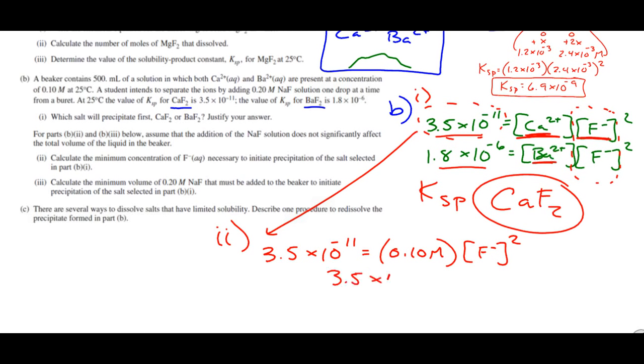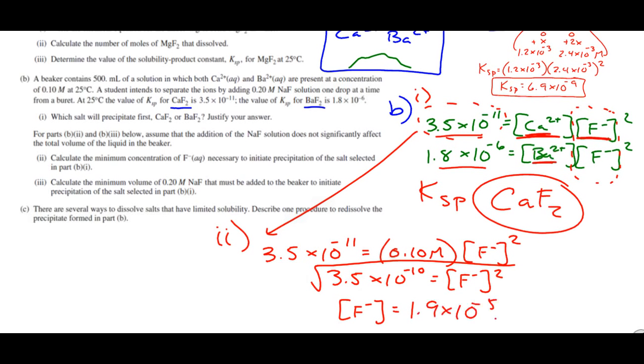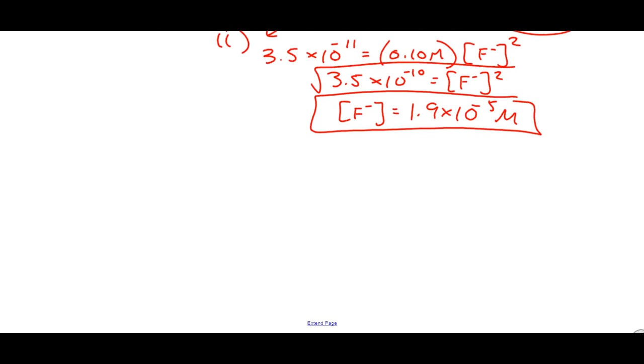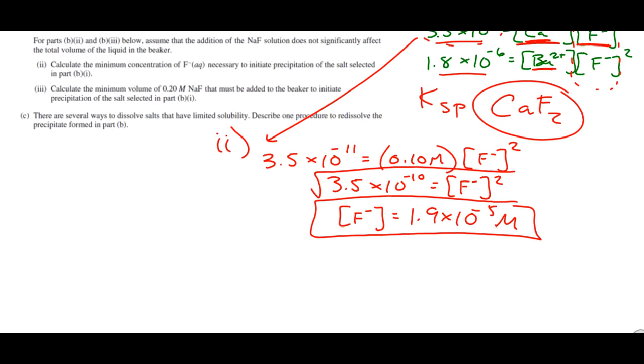Well, let's just do a little bit of work here. I'll have that first. I'll take the square root of both sides, and ultimately the amount of F minus that would be needed to be added is 1.9 times 10 to the 5th molar. So that is how I would do Bii.